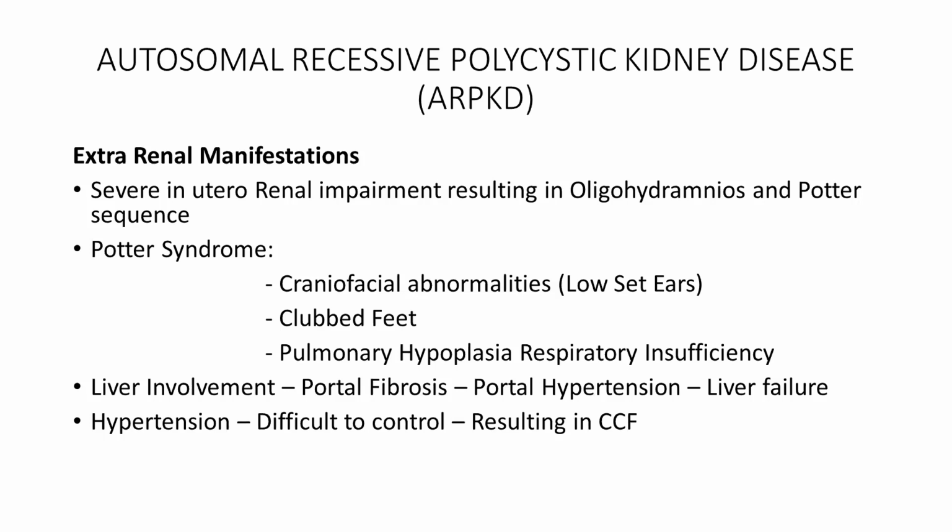The extrarenal manifestations of autosomal recessive polycystic kidney disease: severe in utero renal impairment resulting in oligohydramnios and Potter sequence. Since they are not producing urine and not passing urine into the amniotic fluid, the characteristic feature develops which is called Potter syndrome. Basically because of oligohydramnios, they have craniofacial abnormalities, club feet, pulmonary hypoplasia, and respiratory insufficiency.